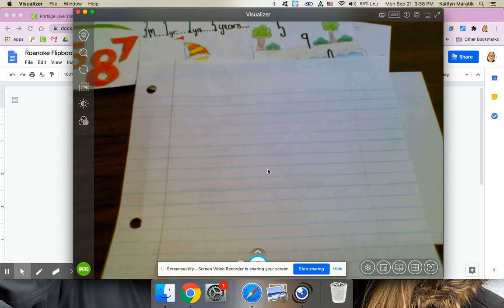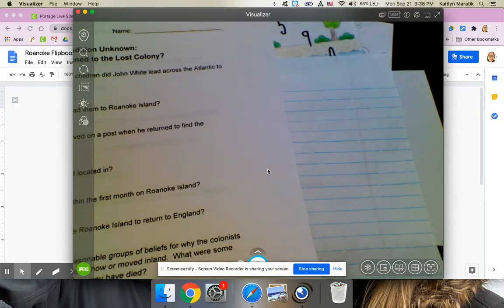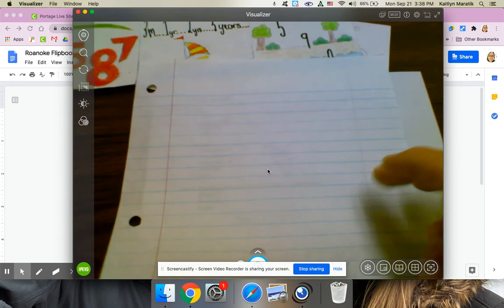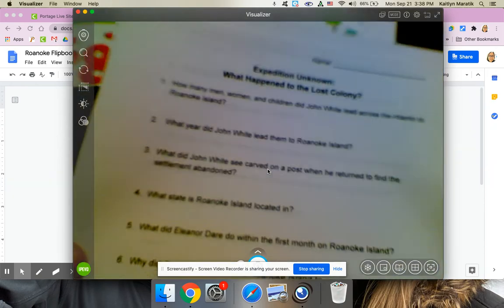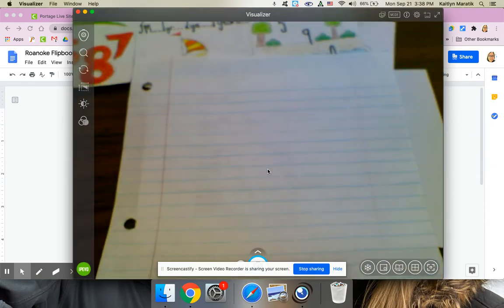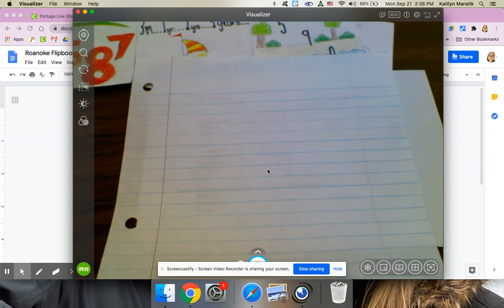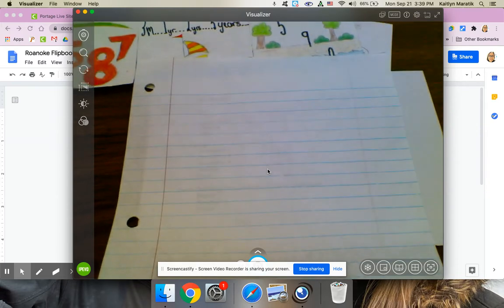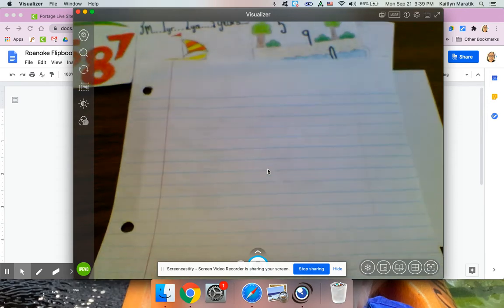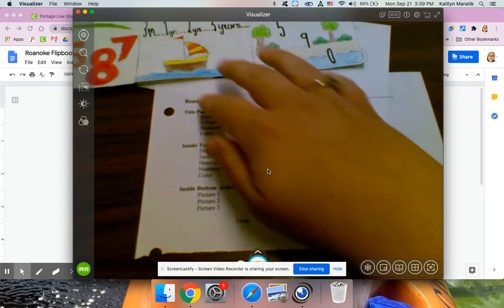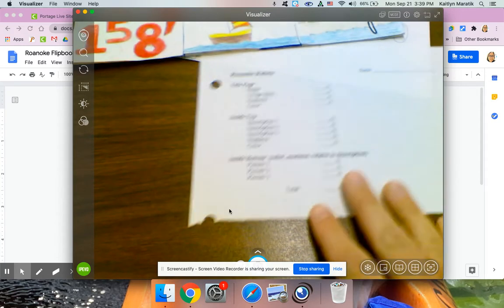But if you don't have access to a printer, something you could do is just put the questions on a blank piece of paper, just handwrite in the questions, like abbreviate what the question is, and then write your answer, and then take a picture and turn that in. So those are your options. You are going to need that information, and the information that's on there helps to lead you to the Flipbook and being able to answer that.